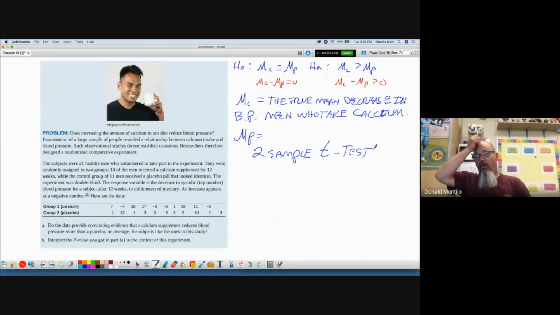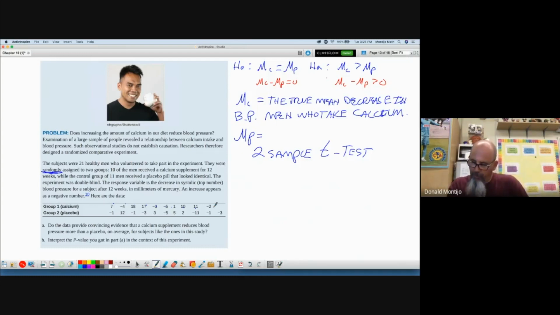Are we allowed to do this problem? Well, it tells us random somewhere in here. The men were randomly assigned to the groups. So cool, it's an SRS. Independence. Are there more than 10 times 10? Are there more than 100 men who take a calcium supplement? Yeah, I'm sure there are. 11 times 10. Are there more than 110 men who don't take a calcium supplement? Yeah. So we're okay for independence.